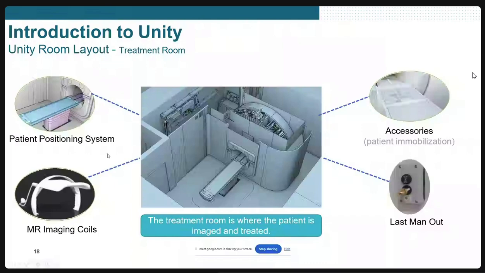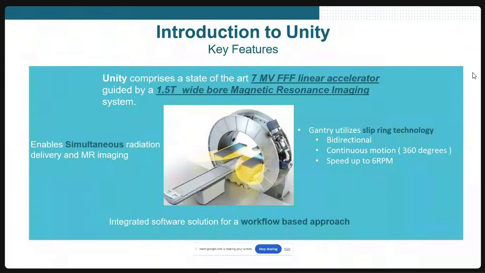So coming to the LINAC part, the LINAC is a 7 MV flattening filter free beam. It's a single standing wave, no electrodes, no high energy, which is coupled with the MRI machine and attached to it, but not directly connected to it. But they work close together and deliver the required dose.